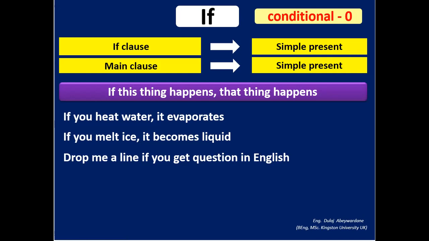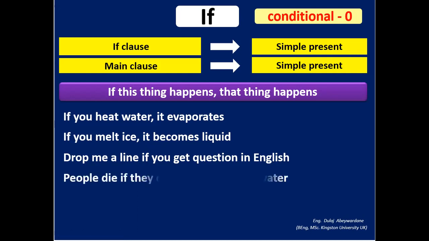Now you can clearly understand. If you use the if clause first, you need to use a comma before the main clause, as in the second example. But you can clearly identify in the third example, you have first used the main clause, "Drop me a line." The if clause is "if you get question in English." So you can clearly see there is no comma here.